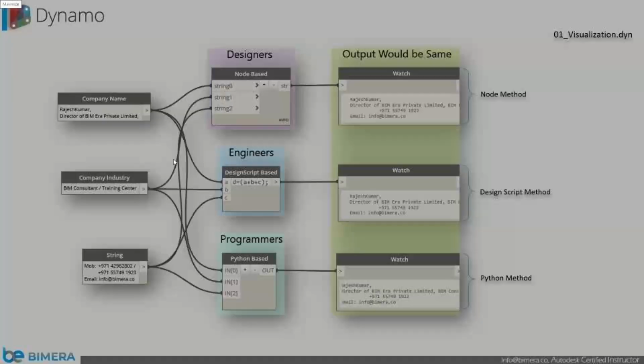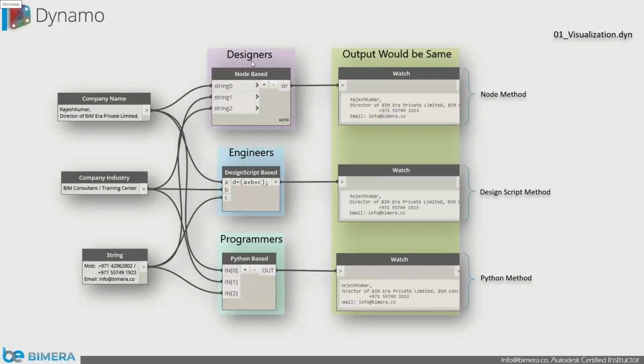Let me. You can see my screen, right? There is the designer's method, the engineer's method, and the programmer's method. Here is Rajesh Kumar, director of Bimera Private Limited, and this is a node-based system. When I connect this, I got this output. This is called the node method, and I don't have a node like this. I have written some formula. What is this formula? Of course, I can understand because it is expecting the string. So Rajesh Kumar, director of Bimera Private Limited.